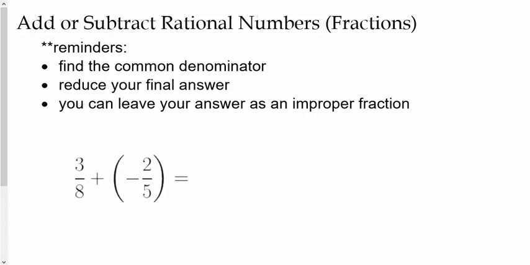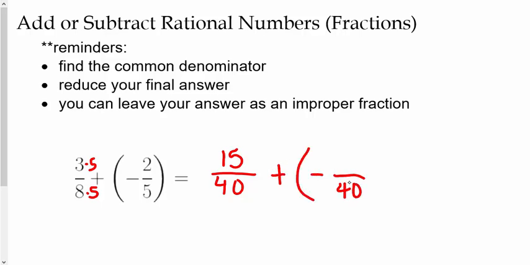I've got 3/8 plus -2/5. First thing I want to do is rewrite these so they have a common denominator. And the smallest number that 8 and 5 both go into is 40. So 40 is my least common denominator. I know 8 times 5 is 40, 3 times 5 is 15. So 15/40 plus negative, 5 times 8 is 40, 2 times 8 is 16.